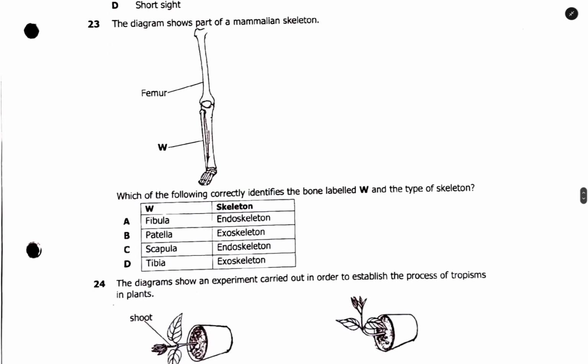Question 23. The diagram below shows part of the mammalian skeleton. Which of the following correctly identifies the bones labeled W and the type of skeleton?